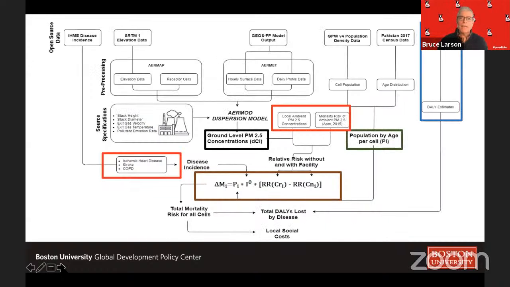So now we have all the pieces of our puzzle ready to go to estimate the change in mortality risks from concentrations attributed to the Port Qasim power plant. In the black box in the middle are the PM2.5 concentrations for each grid cell, one kilometer square, in our analysis from the air dispersion modeling. So we have the change in concentrations from the power plant. We have the population by age in each cell, in the green box, from our prior information.